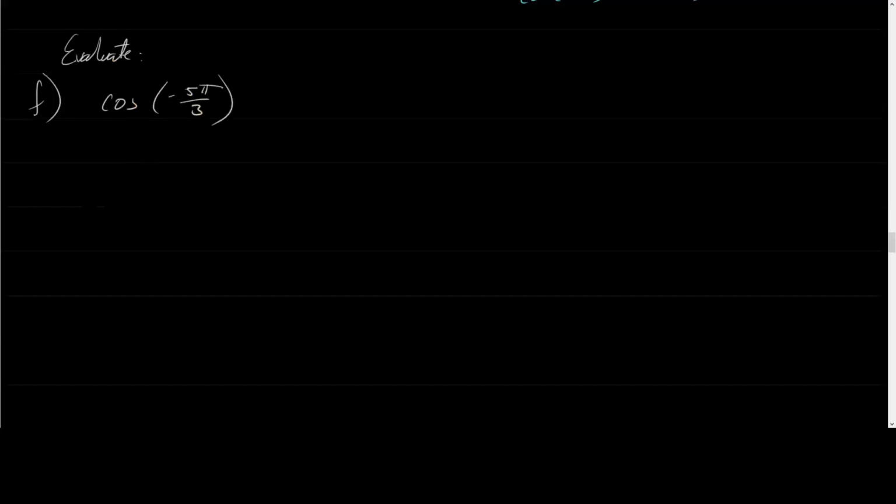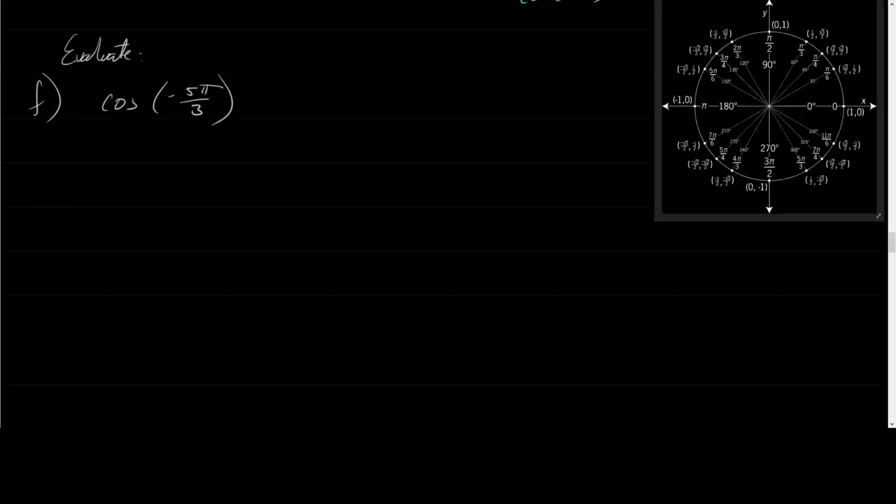All right, and I'll bring back the unit circle. Cosine of negative 5 pi over 3. Well, we know that cosine is even. So because cosine is even, this is just simply cosine of 5 pi over 3. And from the unit circle, I'll go to 5 pi over 3. Where's that at? There it is, 5 pi over 3. So cosine is the x value, so it is 1/2.